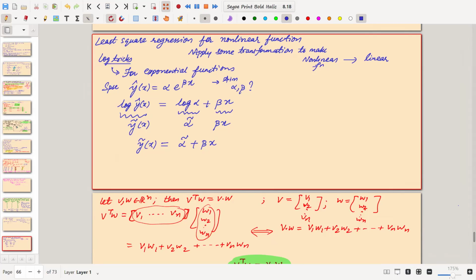So are you able to understand how we converted this problem, which is exponential fitting, into a least square regression form? Are you able to understand? No? How many of you did not understand?